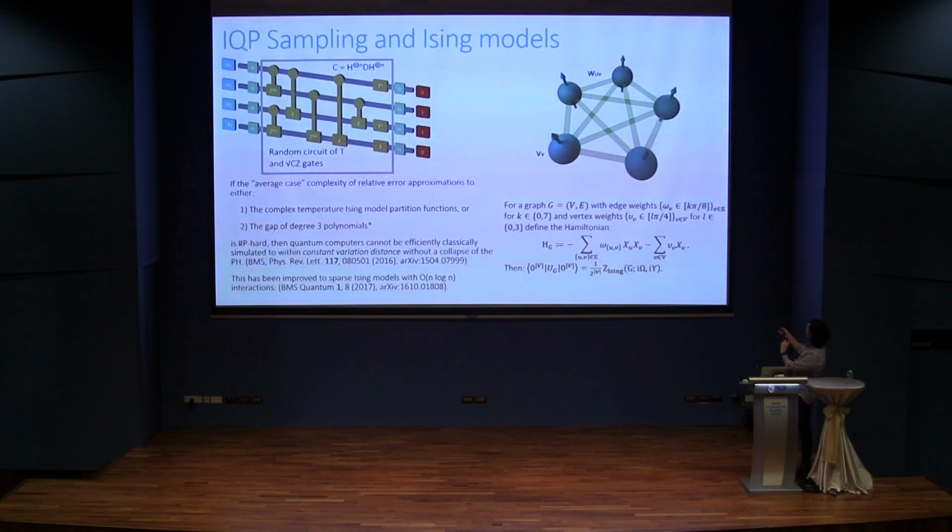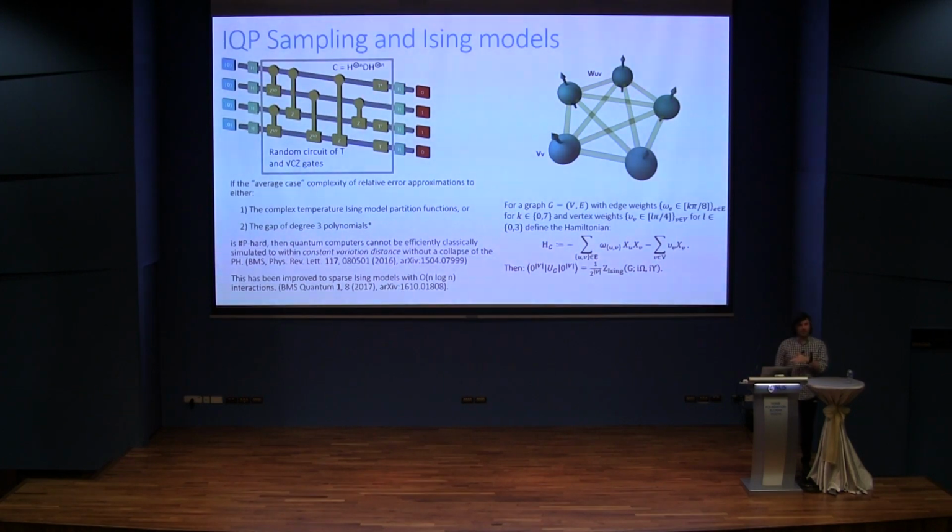So the edge weights could take values k pi over 8, where k takes values from 0 to 7. And so when you randomly choose an edge weighting, you randomly choose a value from 0 to 7. And for the vertex weights, you do a similar sort of thing. This is from 0 to 3.